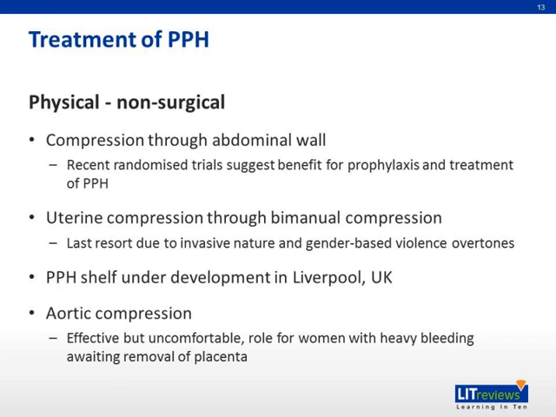The last form of physical intervention is the aortic compression. It is effective but uncomfortable, and the role for women with heavy bleeding awaiting removal of placenta is indicated for aortic compression. However, we know that for women who have a larger girth, it will be much less effective and more difficult to enact in such situations.